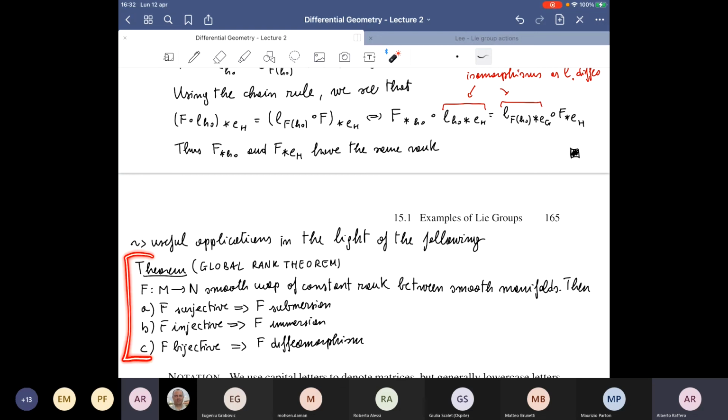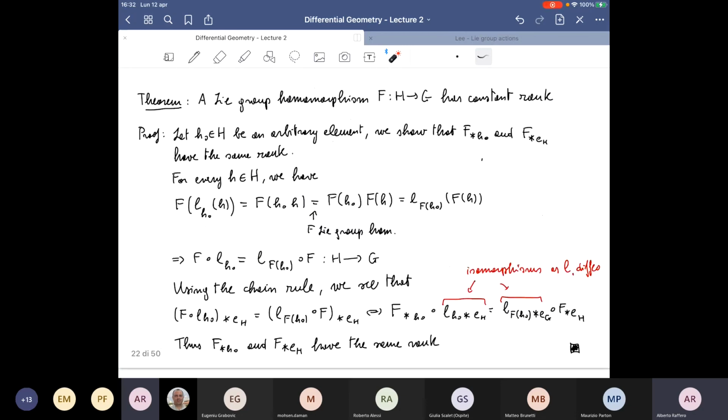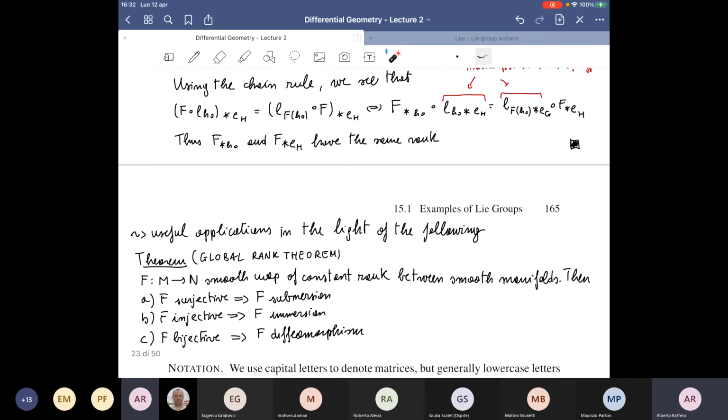So take this just as information on why it is important to know that, for instance, if you have a Lie group homomorphism, then it is a map of constant rank. Because as soon as you know that your Lie group homomorphism is injective, then you will know that your map is an immersion. As soon as you know that it is bijective, you will know that it is a diffeomorphism of Lie groups, and so on.